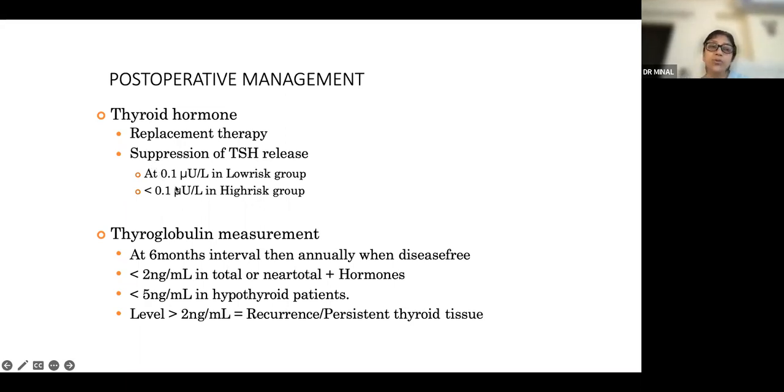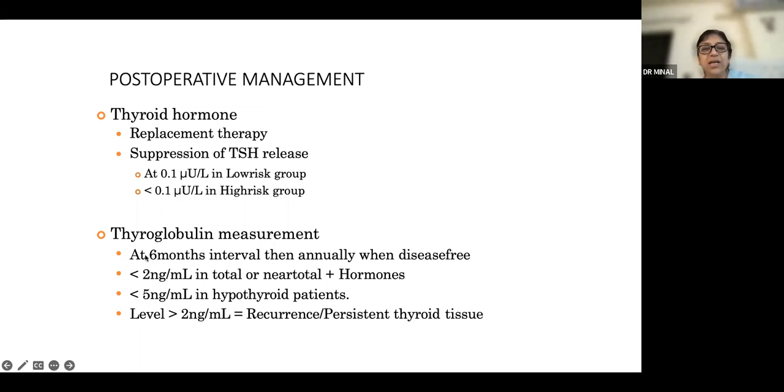So we have two groups. Why did we study the groups, the low risk and high risk? Because we need to know where to keep the TSH. So in the low risk group, you keep it between 0.1 and 0.4. In the high risk group, try to keep your TSH below 0.1.